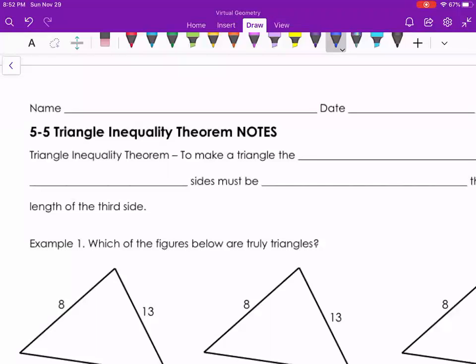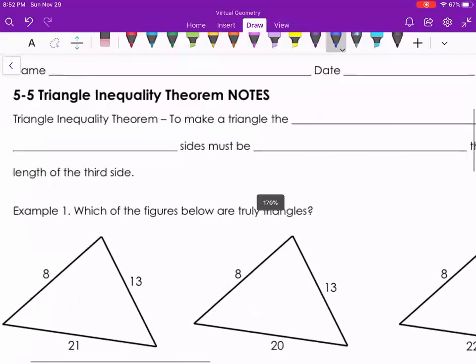All right, hi everyone. We are looking at our next topic in our relationships with triangles. So today we're going to look at a theorem that's called the triangle inequality theorem. So let's take a look at what that means for us today.